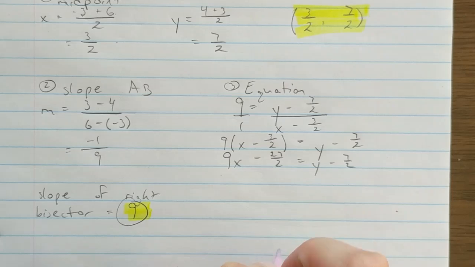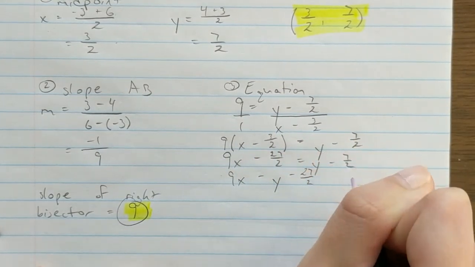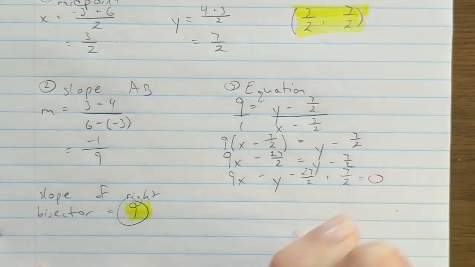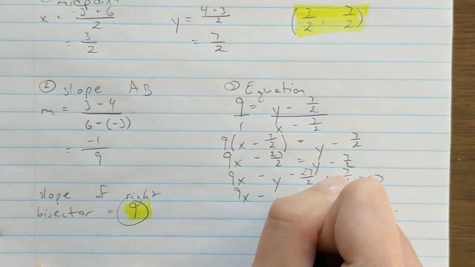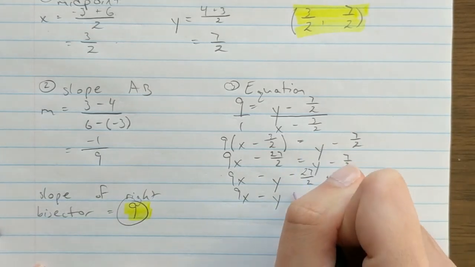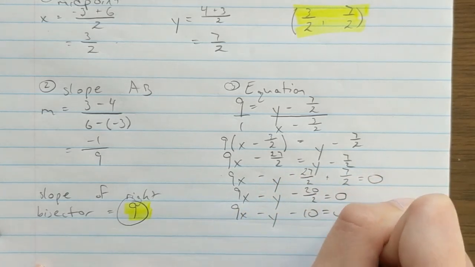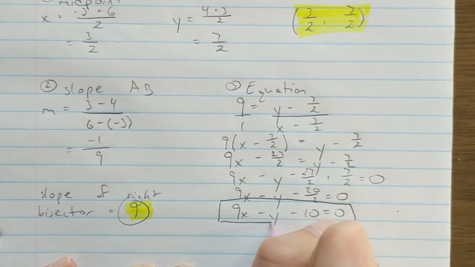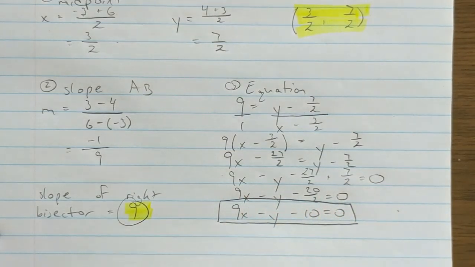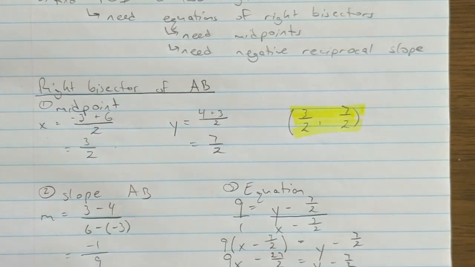I'm going to move everything to the left-hand side to put this in standard form. 9x minus y minus 27 over 2 plus 7 over 2 is equal to 0. Negative 27 over 2 plus 7 over 2 is negative 20 over 2, which is just 10. And there is the equation of my first right bisector. Okay? That was the right bisector of side AB. So now let's find the equation of the right bisector of AC.